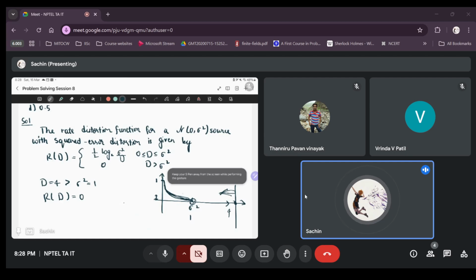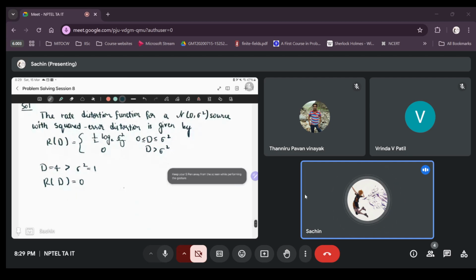But from this curve, you can see that if the distortion is larger than sigma square, then you can achieve it even with rate zero. So you don't actually need to do any coding. So that's kind of a qualitative explanation of the rate distortion function and the distortion.